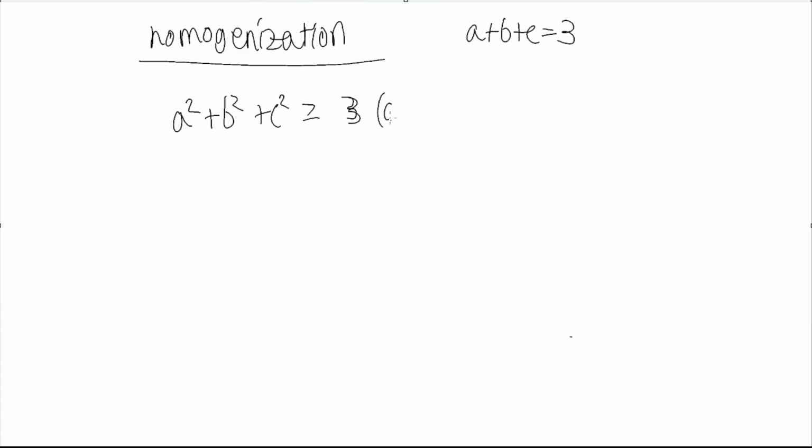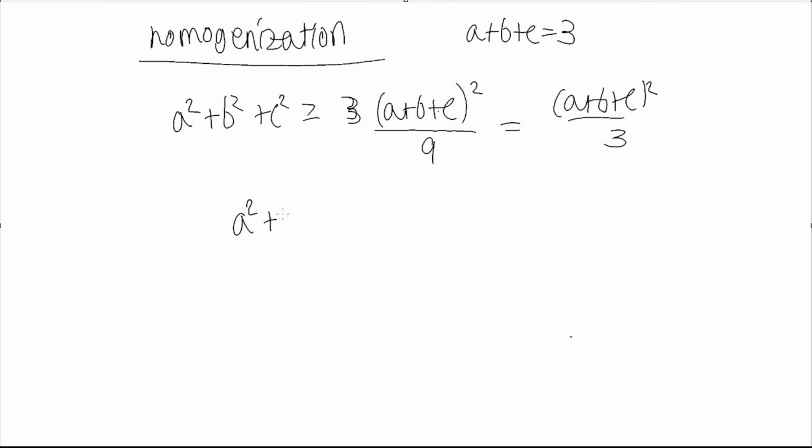We can go ahead and multiply by (a + b + c)², and this here is equal to 9. So we have to end up dividing by 9 again. So this is (a + b + c)² over 3. And therefore we reduced it to a² + b² + c² is greater than or equal to (a + b + c)² over 3.